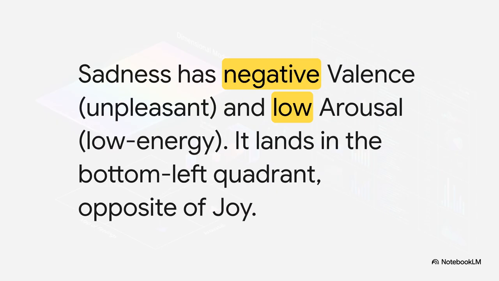Now let's try the opposite with sadness. It's an unpleasant feeling, so that means it gets a negative valence score. And it's usually a pretty low energy state, so it gets a low arousal score. And as you can see, it lands all the way down in the bottom left quadrant, basically the mathematical opposite of joy.